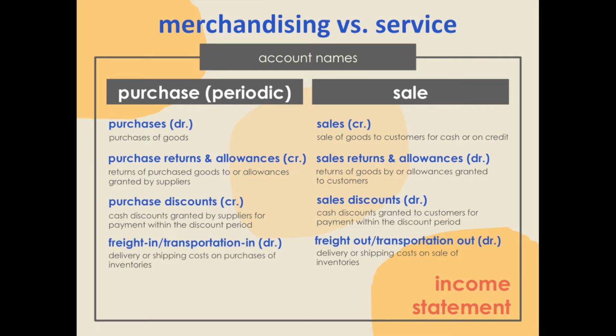Purchase discounts also has a normal credit balance since this represents reductions in the cost of purchases. The account is used to record the discounts granted by the suppliers for payments made within the discount period.